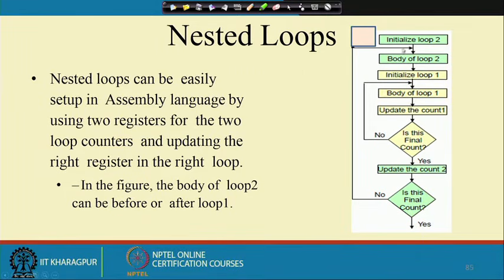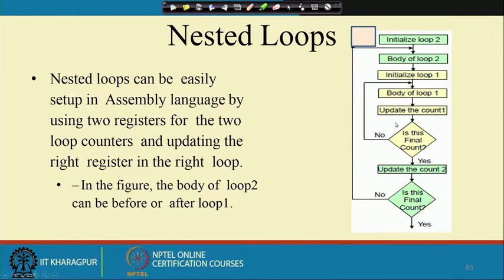We use 2 nested loops. So, there is loop 1, which is this part. Initialize loop 1, body of loop 1, update count 1, and if it has not reached the final count, then we go back and again execute the body of loop 1. So, this is the inner loop, and then we have got another loop over and above the inner loop. That updates counter 2, and then checks whether it has reached the final count or not. If it has not, it will again do the body of loop 2. So, it will go like this, and this way we can have two nested loops.